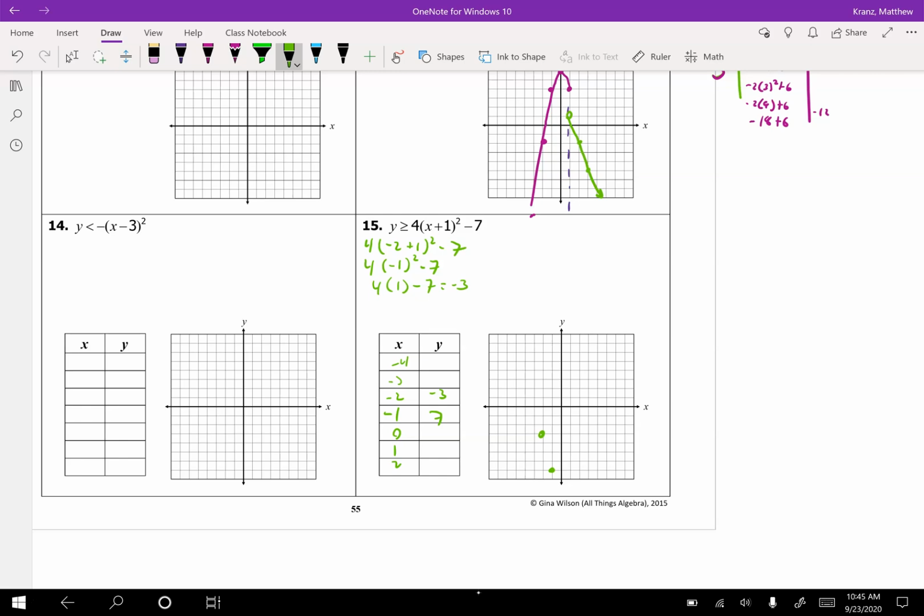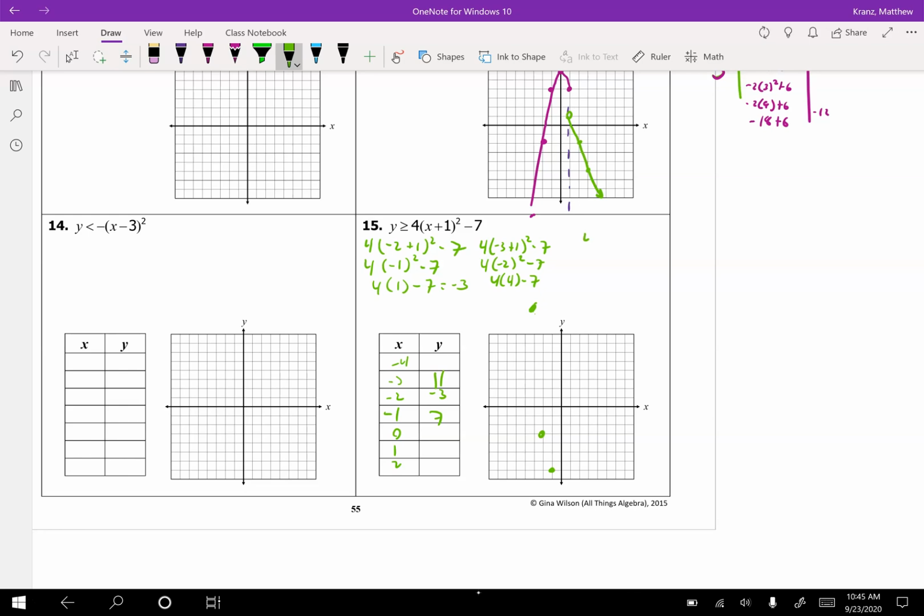All right, so let's try -3. 4 times -3 plus 1 squared minus 7. 4 times -3 plus 1 is -2 squared minus 7. 4 times 4 minus 7. So 16 minus 7 is 11. So -3, positive 11. So that's going to be all the way, probably about there. All right, now let's go to the other side, since we're off the graph already.